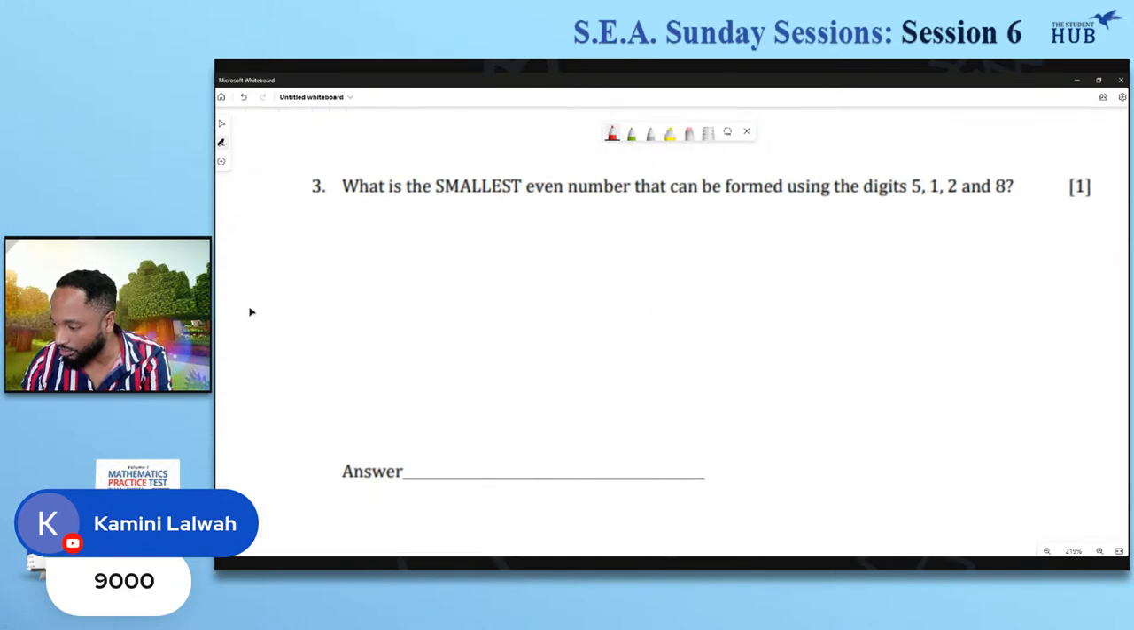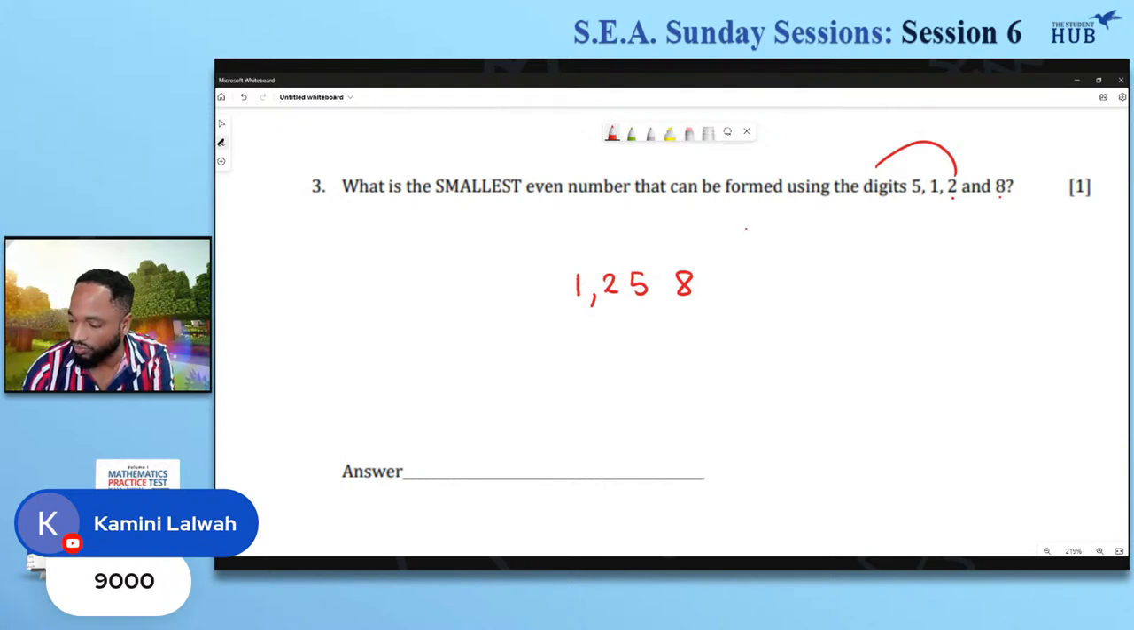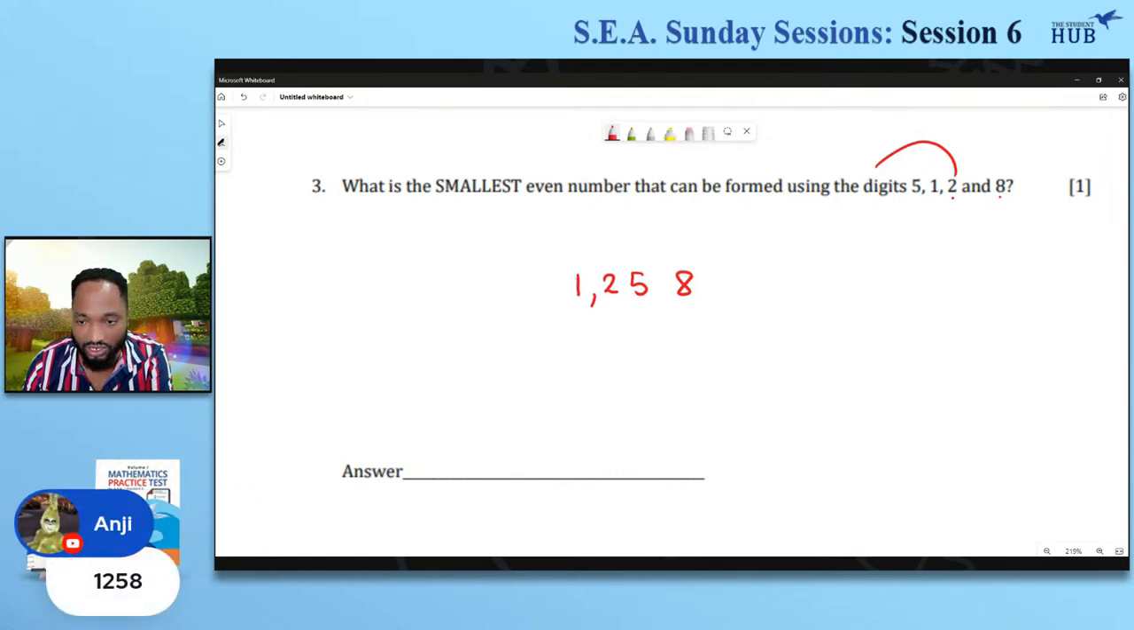What is the smallest even number that can be formed using the digits? Well, I would want to use the biggest even number at the end. So I want it to end in 8, so I can use the smaller ones earlier in the values that have higher value, right? And I will start with 1, of course. The smallest even number, then I'll go 2, because that's the next number, and then I'll go 5. 1, 2, 5, 8. You can't get a smaller even number than that using those, and Rochelle has got it again, and Kavir on the inside.